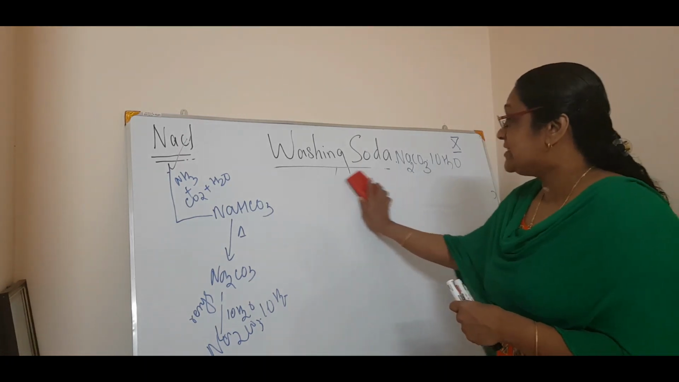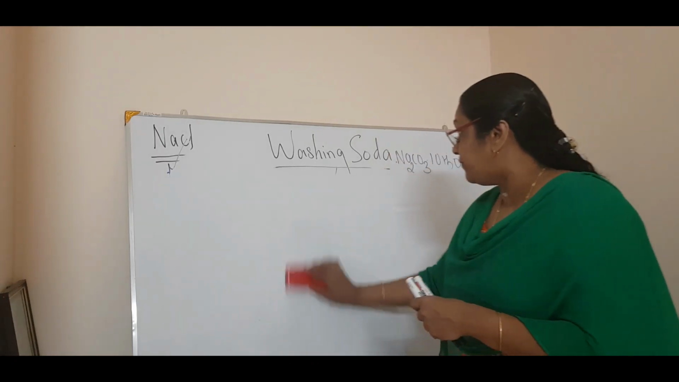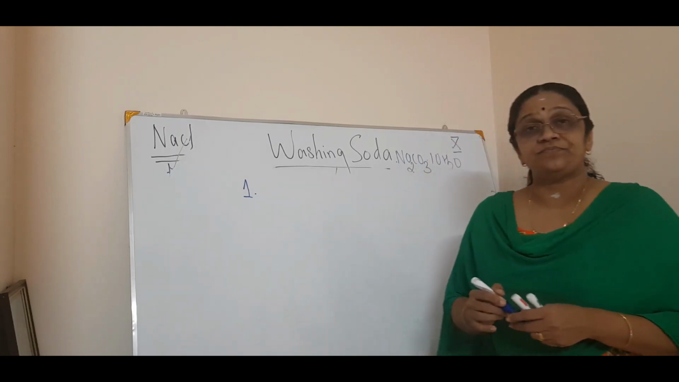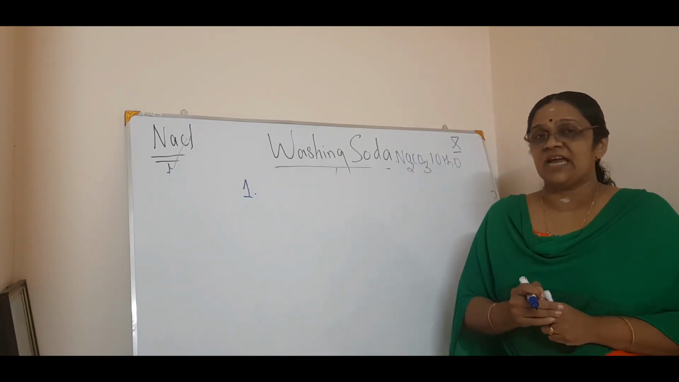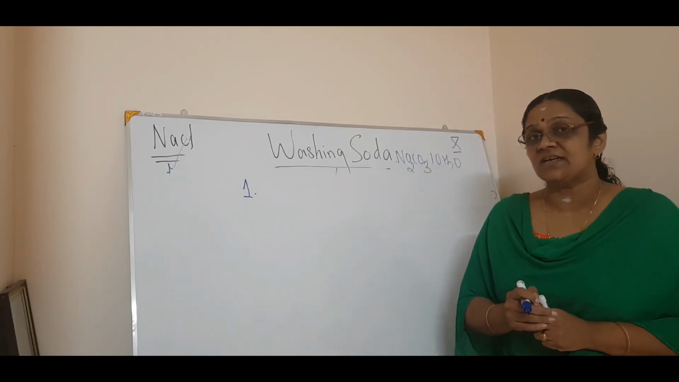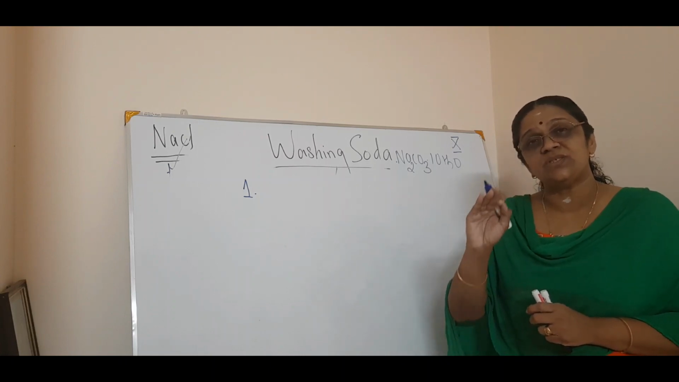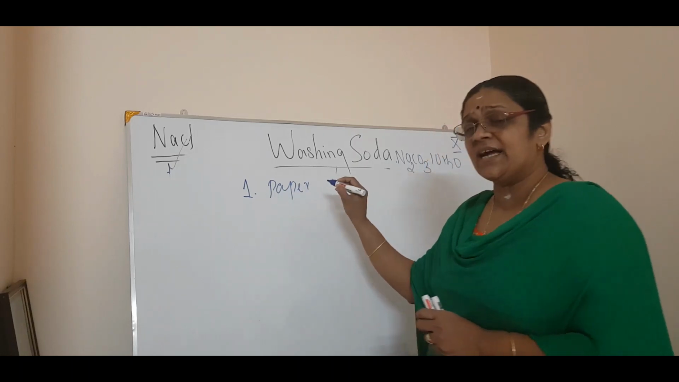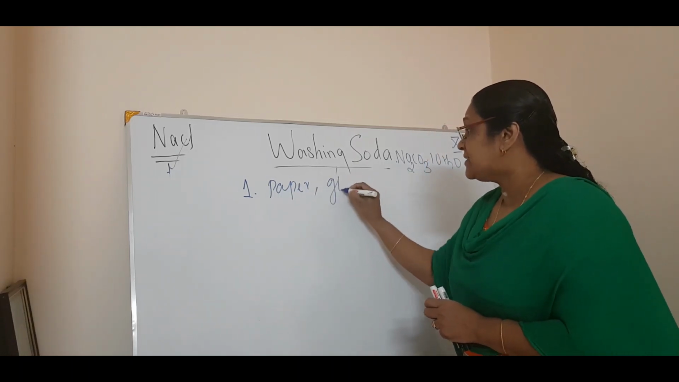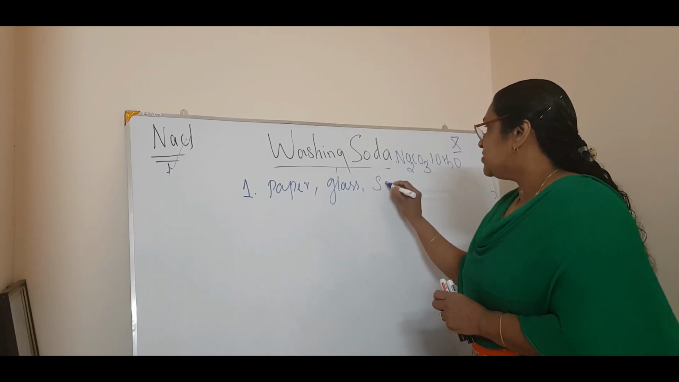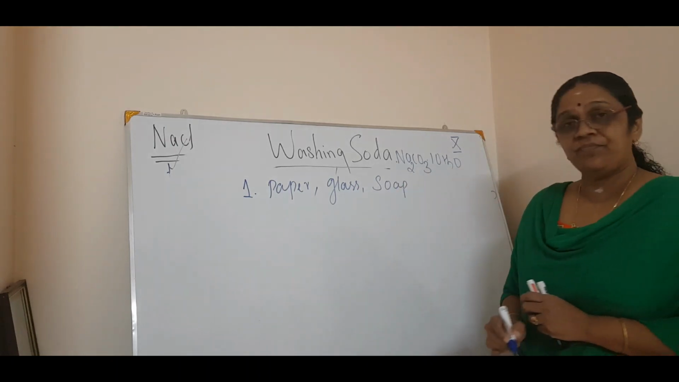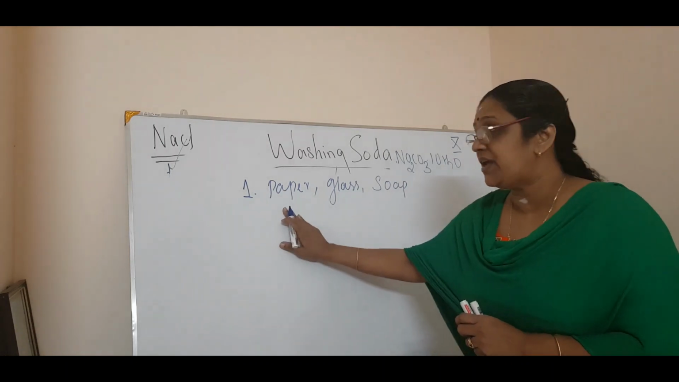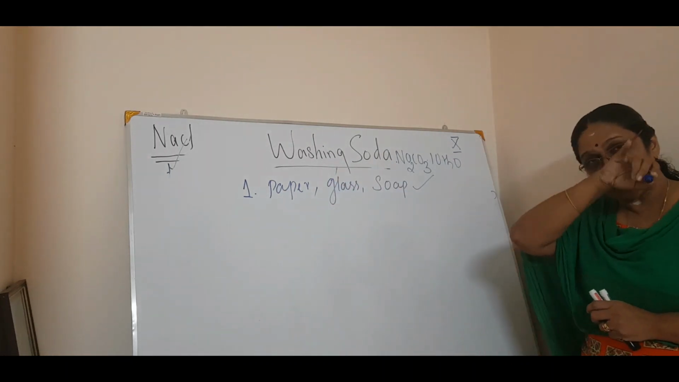Okay. Now we will see the uses of washing soda. The first use of washing soda is in 3 industries. Once a question is asked, give 3 industrial uses of washing soda: paper industry, glass industry and soap industry. See, in the glass industry, paper industry and soap industry, washing soda is used.